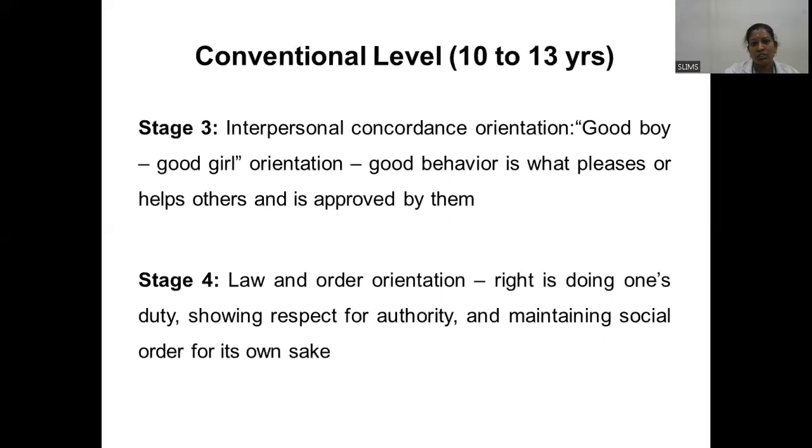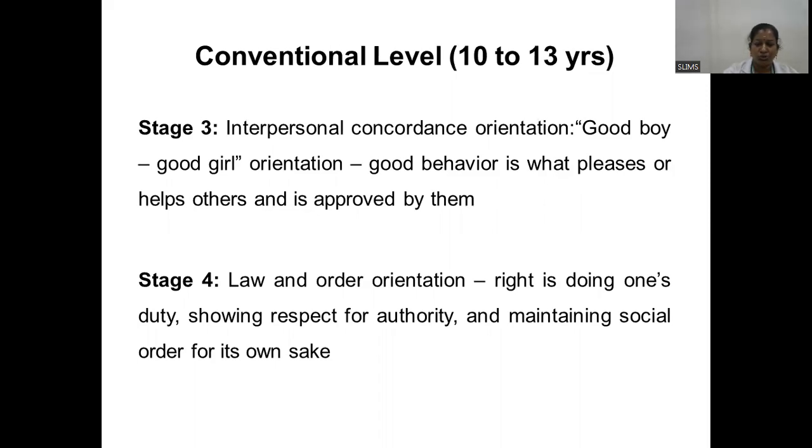The conventional level is for ages 10 to 13 years. Stage 3 is interpersonal orientation, the good boy, good girl orientation. Good behavior is what pleases or helps others and is approved by them. When we say that a boy is good, it means the person's behavior, character and attitude are good. With the help of this interpersonal orientation, we can find that the person is a good boy or good girl.